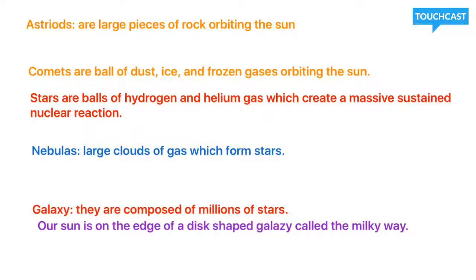Alright, stars are large balls of hydrogen and helium gas, whose pressure creates a massive nuclear reaction that goes on for several billion years. Our sun is one star, and all the light and warmth we get from it comes from this nuclear reaction.